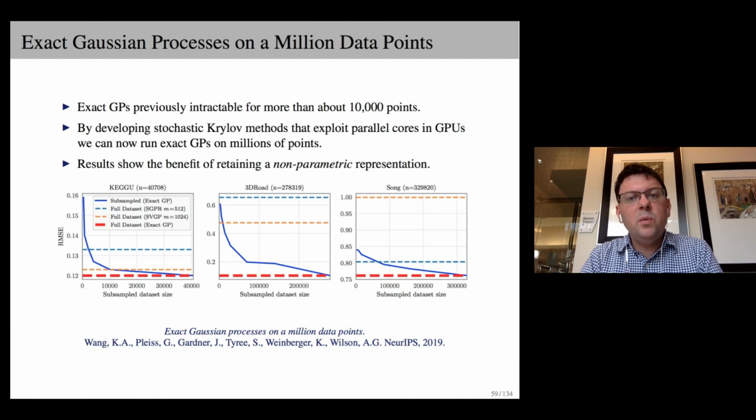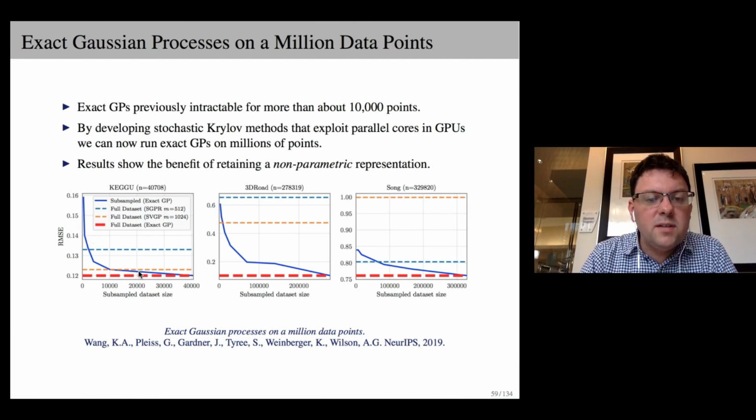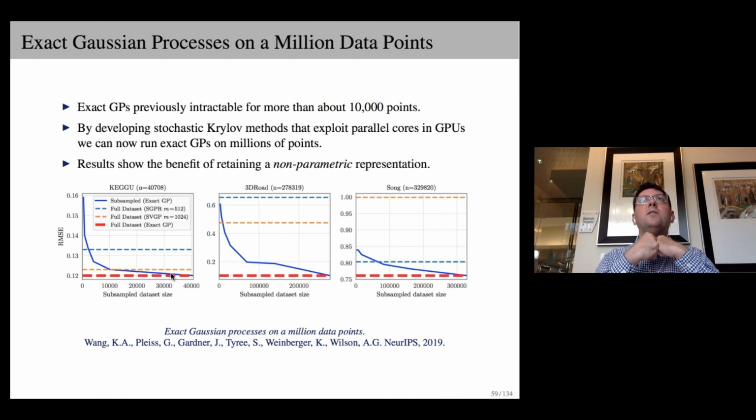Also, we can see that when we scale an exact Gaussian process to large problems, we can really realize the benefit of a non-parametric representation. As we add more and more data points, we can see that the error decreases very substantially. With a non-parametric method that has an infinite number of basis functions, the capacity of the model scales automatically with the amount of available information, unlike a parametric model, which is entirely determined by a finite number of parameters.